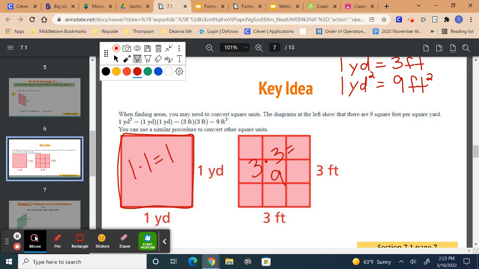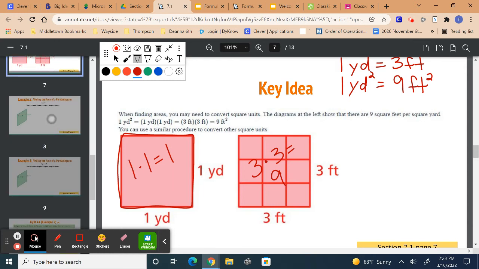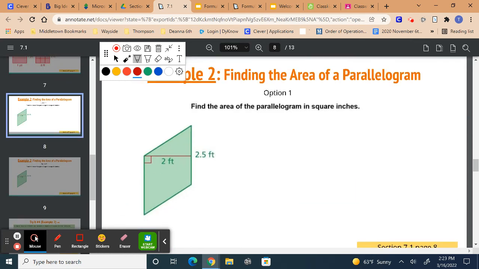Yes or no? Yes. Okay. Because we're going to go on to the next one. We are going to do this problem twice. I'm going to show you option 1 and option 2. Option 1 is finding the area first and then converting. Option 2 is converting and then finding the area. It makes sense when we do it.